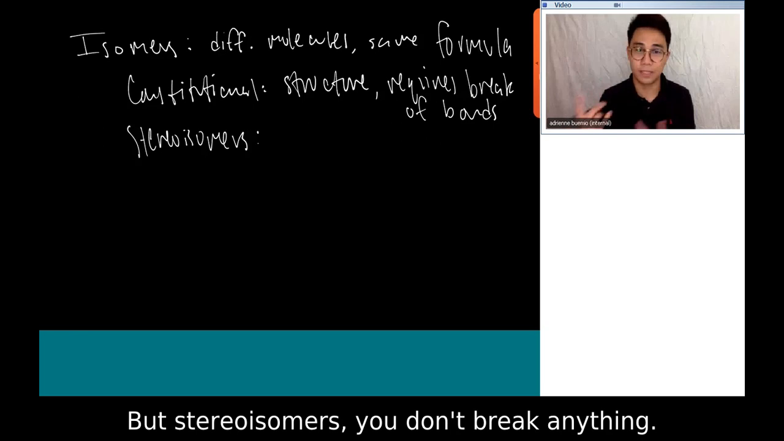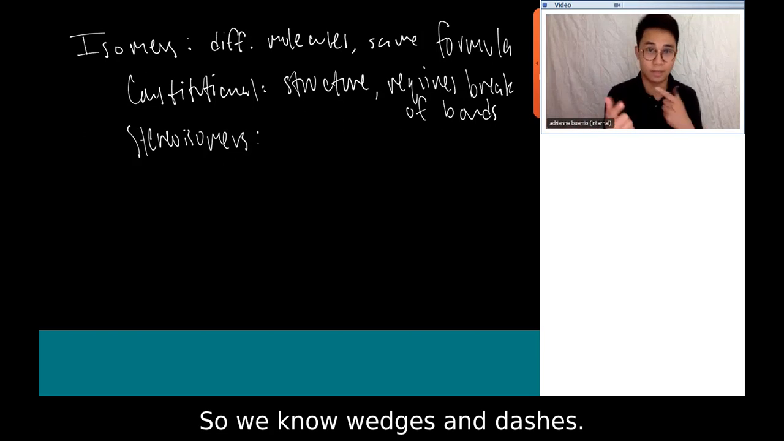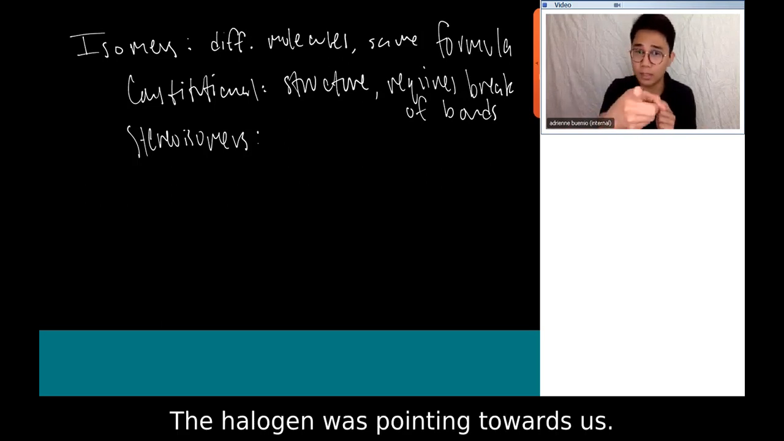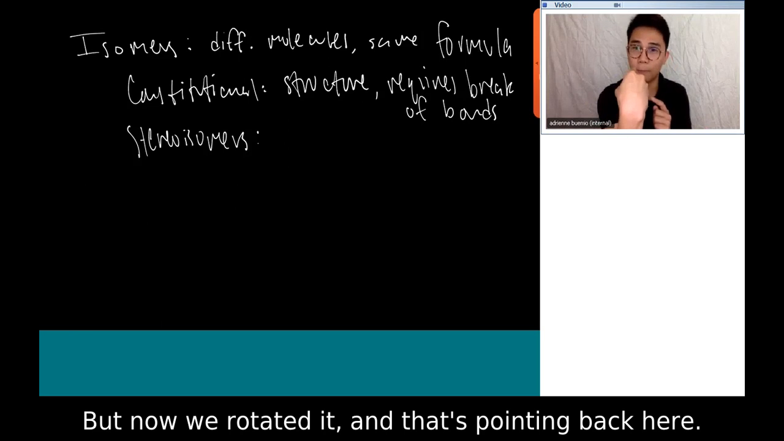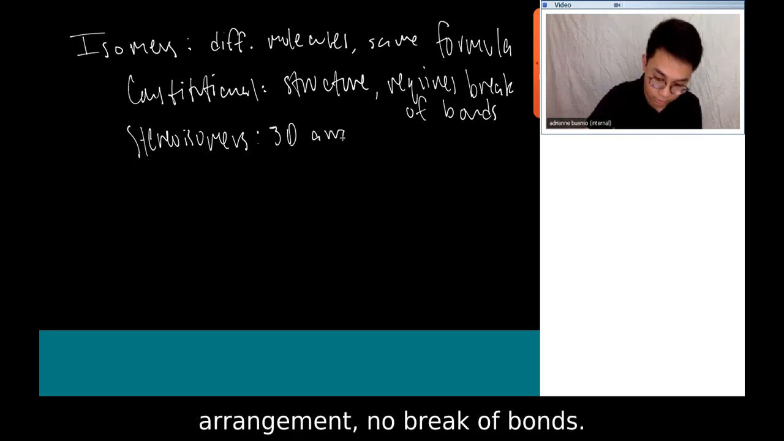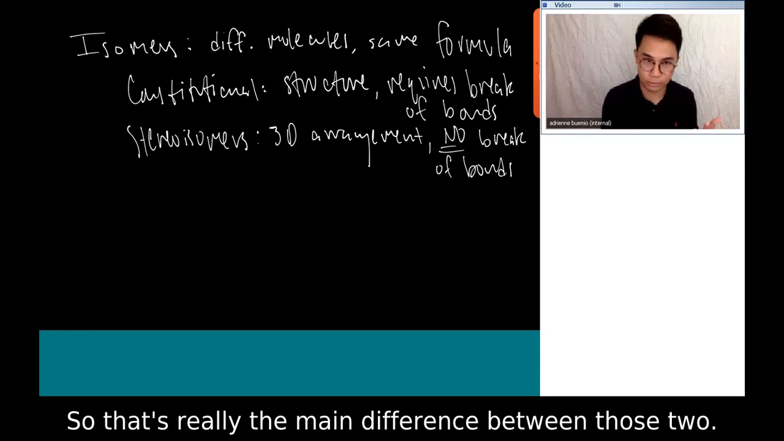But stereoisomers, you don't break anything. It's just 3D. So we know wedges and dashes. That's probably the only thing we'll see with the 3D wise, right? The halogen was pointing towards us, but now we rotated it, and that's pointing back here. So that's what they mean by 3D space, spatial arrangement, 3D arrangement. No break of bonds. So that's really the main difference between those two.